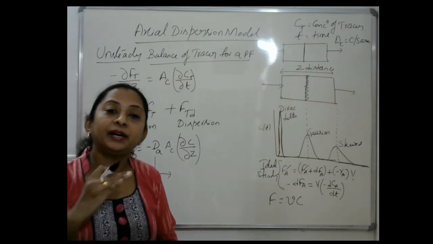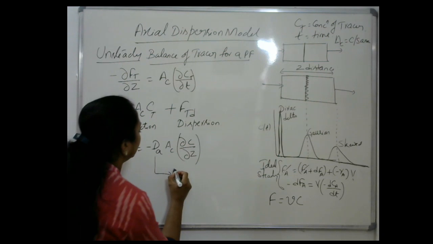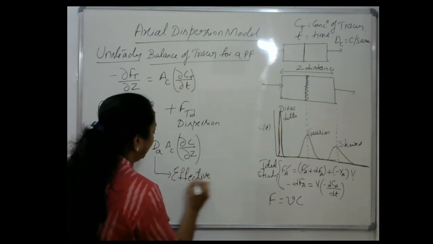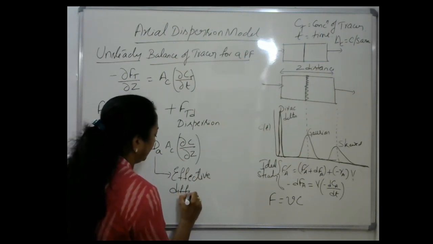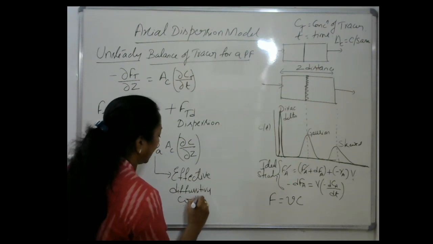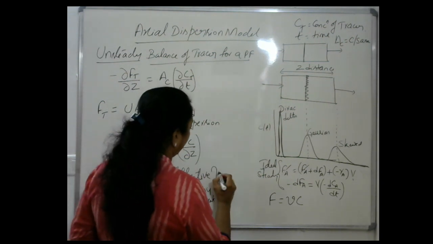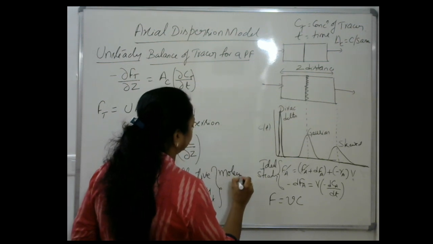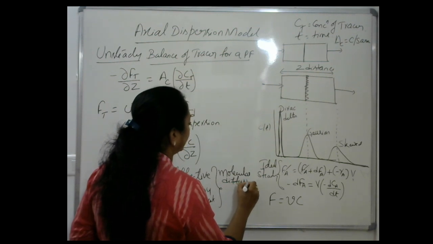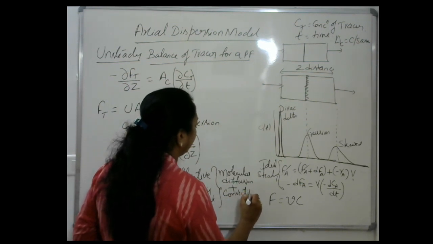Here it is the effective diffusivity coefficient. What do you mean by effective diffusivity coefficient? I call this dA the effective diffusivity coefficient. What does this account for? This accounts for molecular diffusion plus convective diffusion.